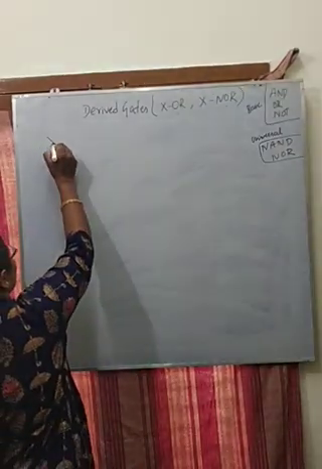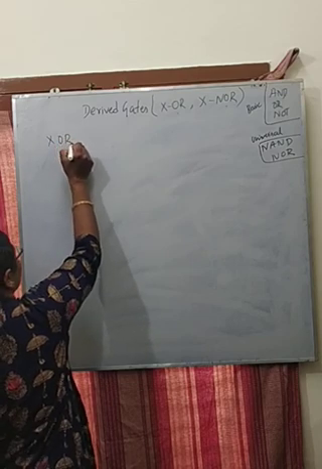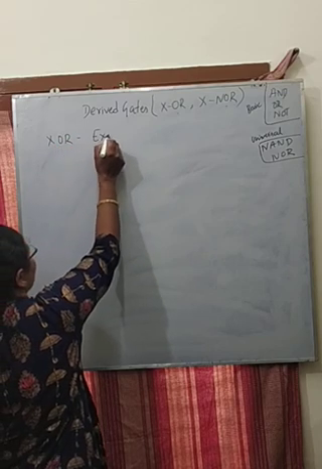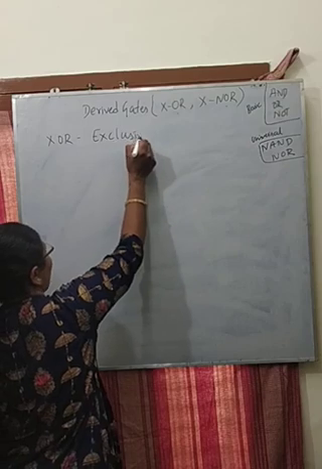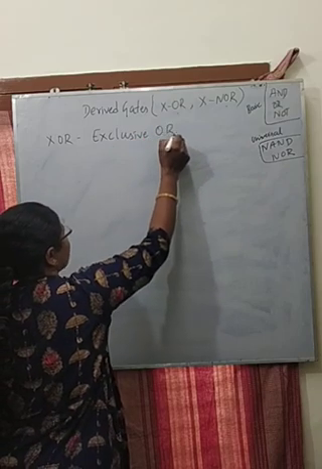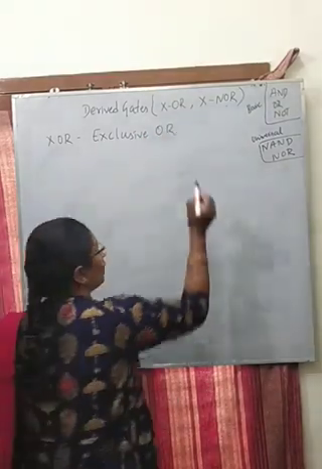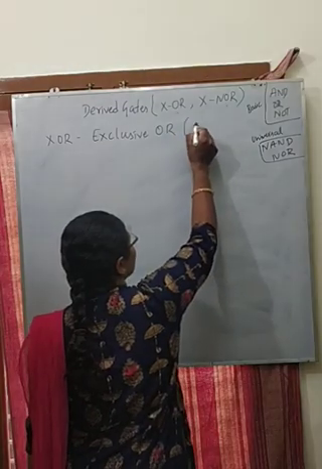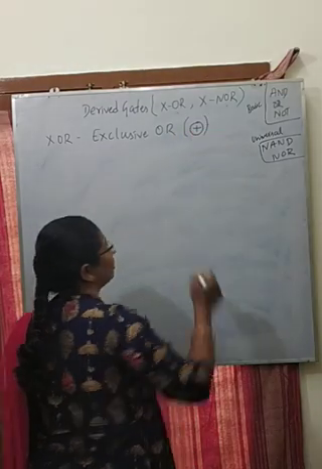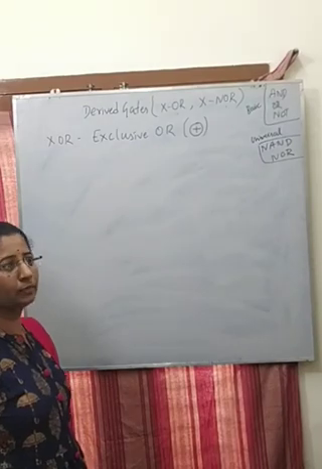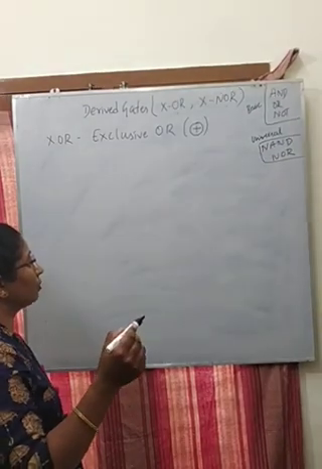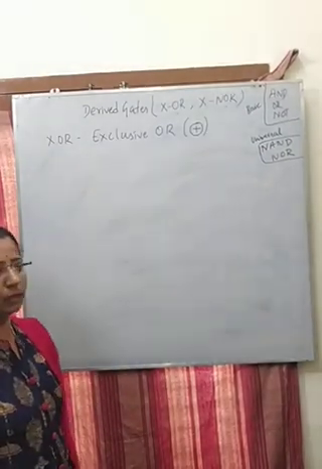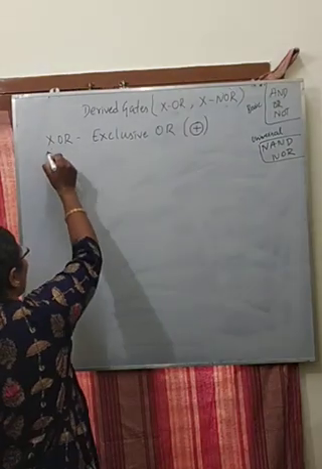First we'll discuss the XOR gate. XOR is nothing but exclusive OR. It is denoted with a plus inside a circle. The plus will be written inside the circle, and that is called exclusive OR.